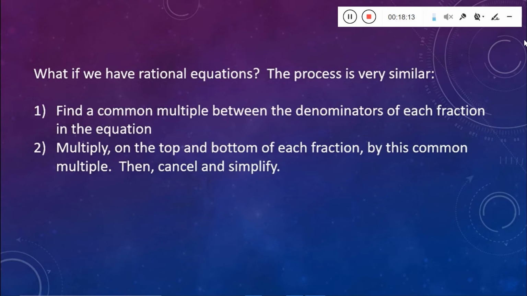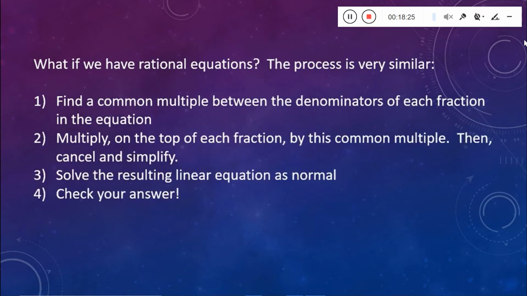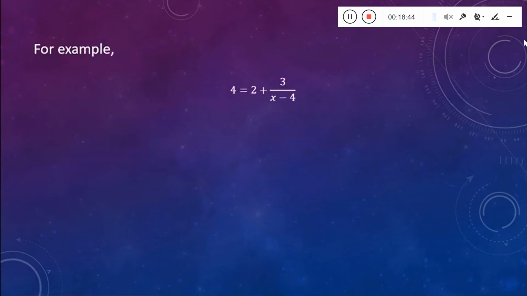The reason we multiply on the top and bottom is so that we're multiplying everything by a 1. We're not changing the fundamental quantity that we have. We are just changing how it looks. When you do this, you're going to get a resulting linear equation. And you're going to solve that resulting linear equation as normal. And I just realized in step 2, you're not multiplying on the top and bottom. You are just multiplying on the top. That is my bad.